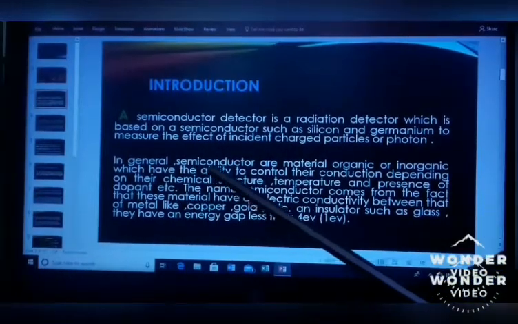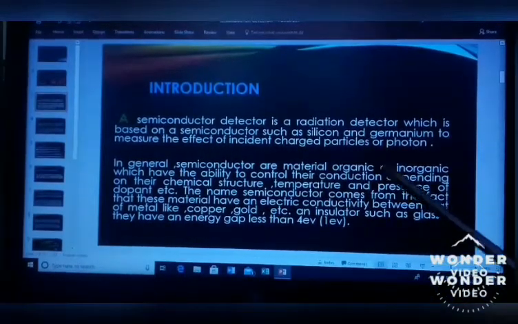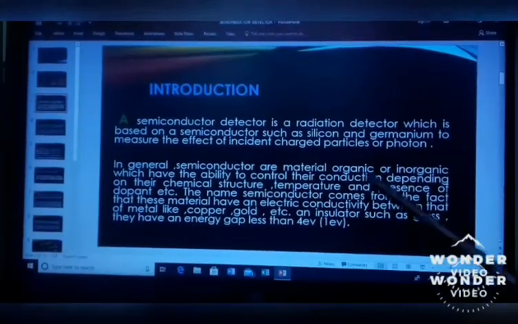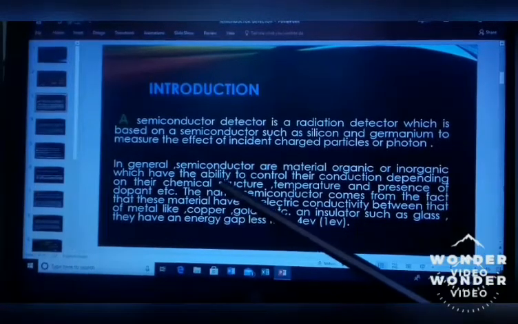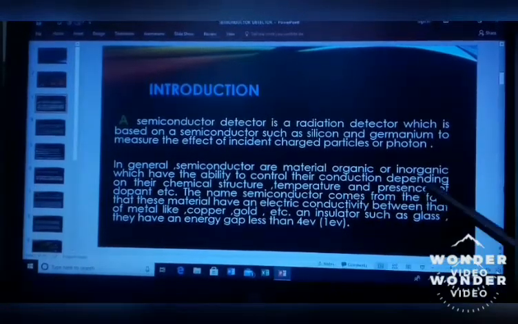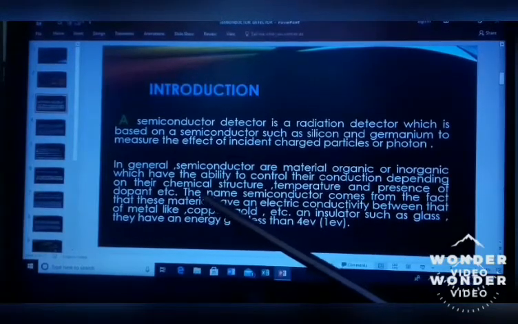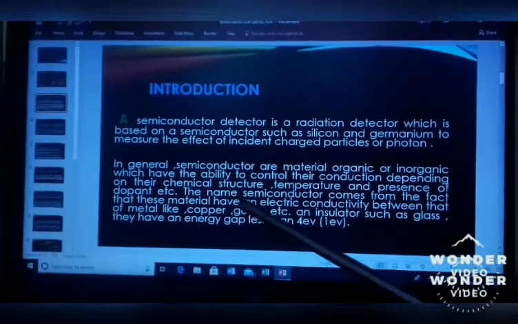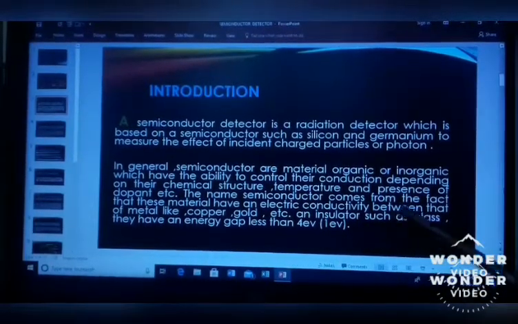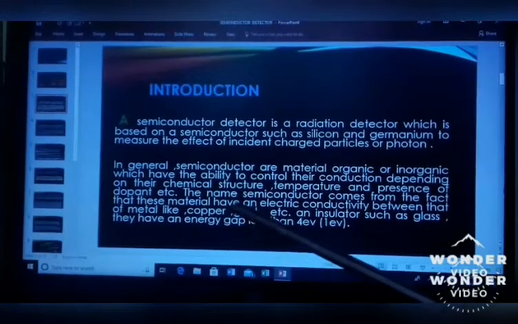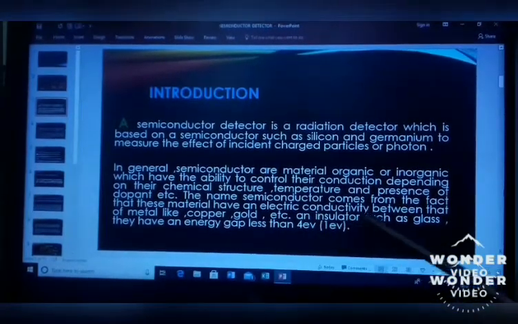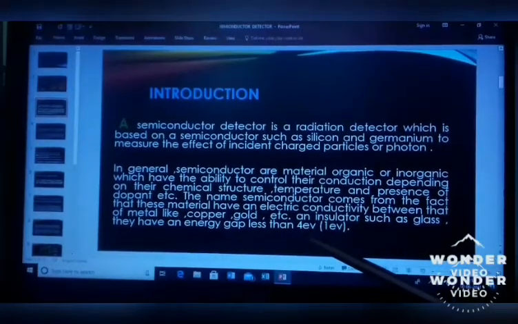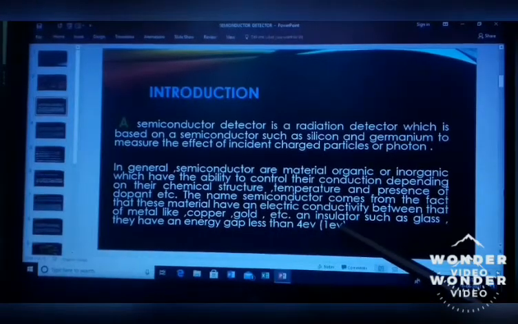In general, semiconductors are materials, organic or inorganic, which have the ability to control their conduction depending on their chemical structure, temperature and presence of doping, etc. The name semiconductor comes from the fact that these materials have an electric conductivity between that of metals like copper, gold, etc. and insulators such as glass. They have an energy gap less than 4 electron volts or 1 electron volt.